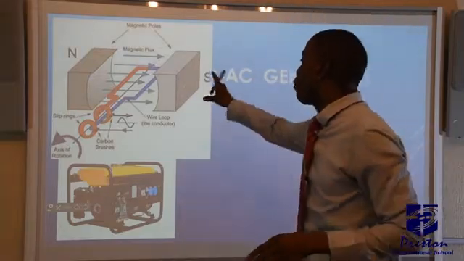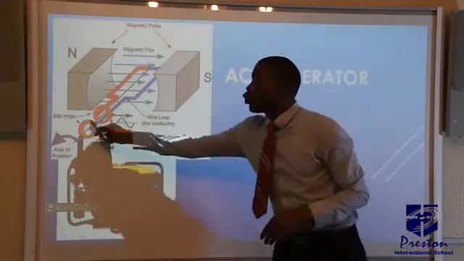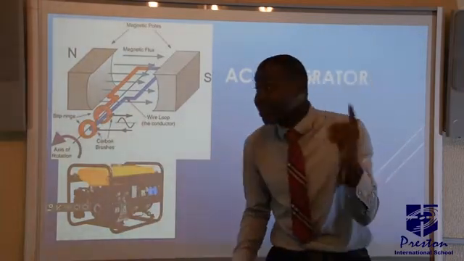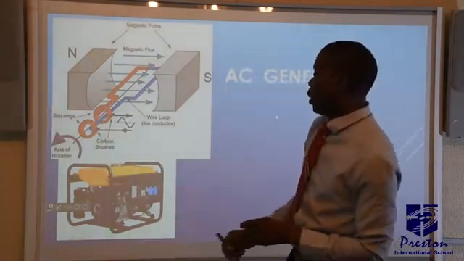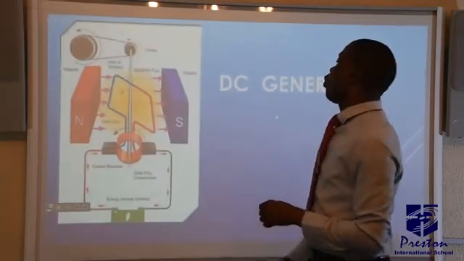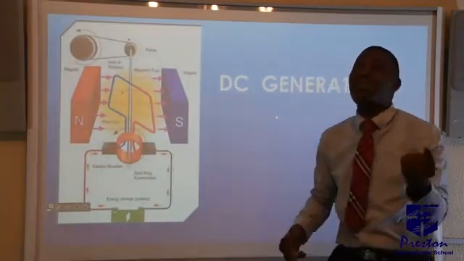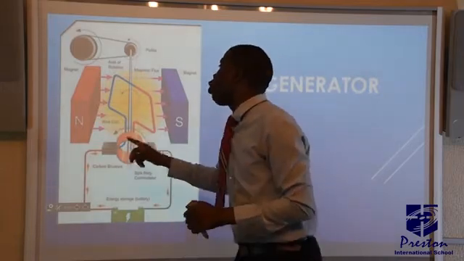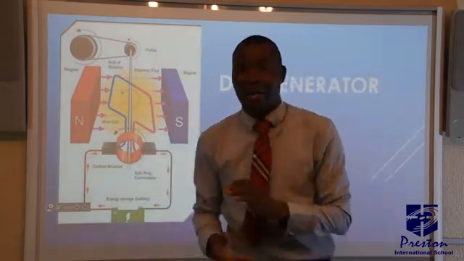Now, if you look at the setup of the AC generator, you notice these are two slip rings. They are placed like that so that the current can go in reverse direction. While in the DC, we only have one ring. It is a split ring, or we call it the commutator. It ensures that current goes only in one direction.